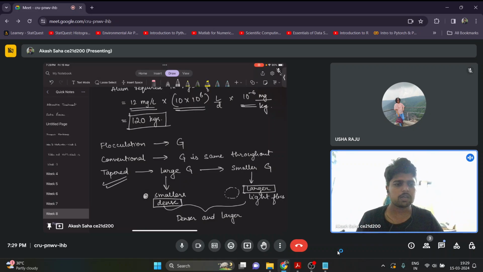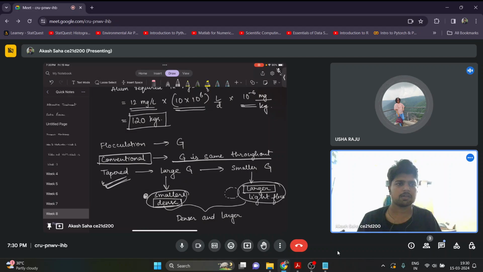So since we want a combination of those two, we will go for tapered flocculation instead of conventional, because in conventional the G will be same throughout. If the G is same throughout, either we will get small and dense or we will get large and light. So since we want a combination of these two, we will go for tapered. So that is the main idea behind it. Is it okay? Right. Okay.